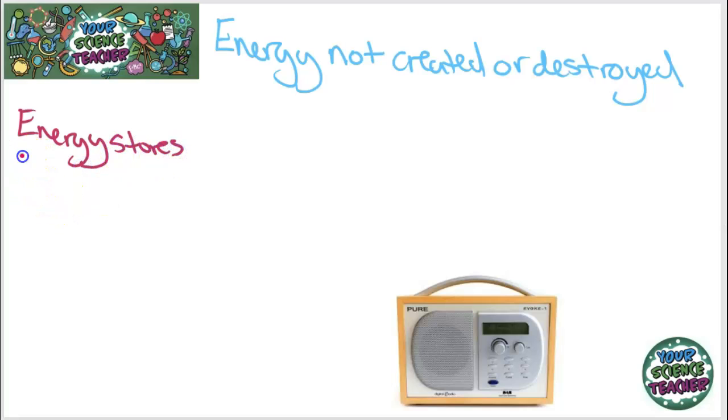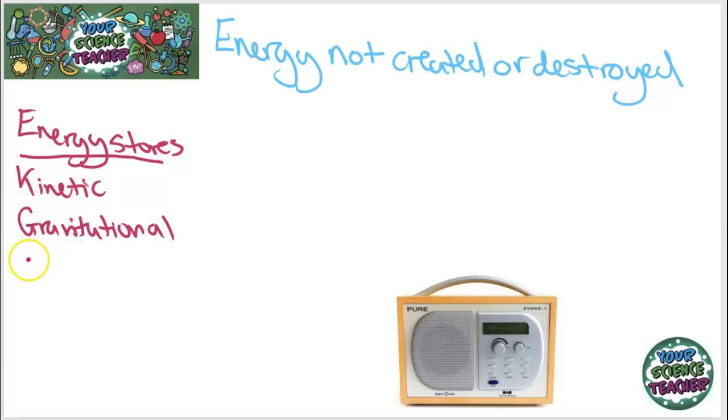We say that anything that has movement energy has kinetic energy. Anything that has height has gravitational energy. Another store of energy can be elastic energy. When you stretch an elastic band, it's going to really want to return to its original shape. Another form of energy is chemical energy. An example of a chemical energy could be food that we eat.